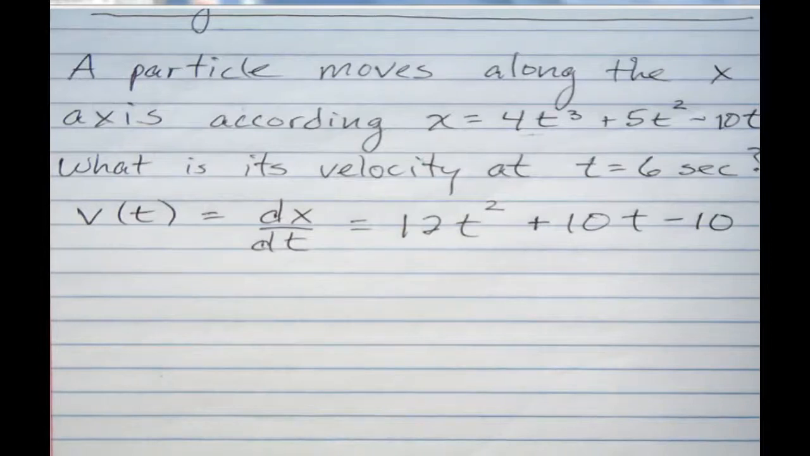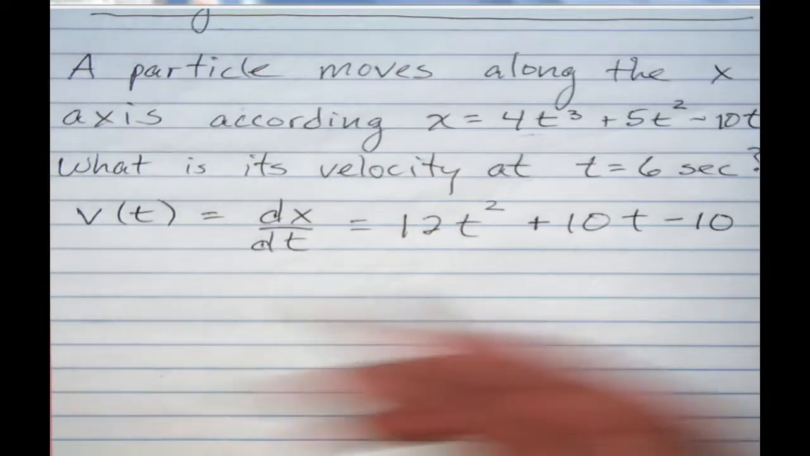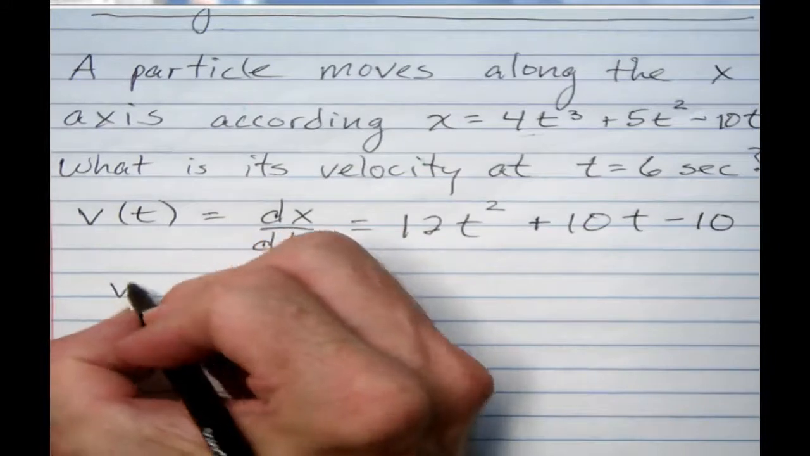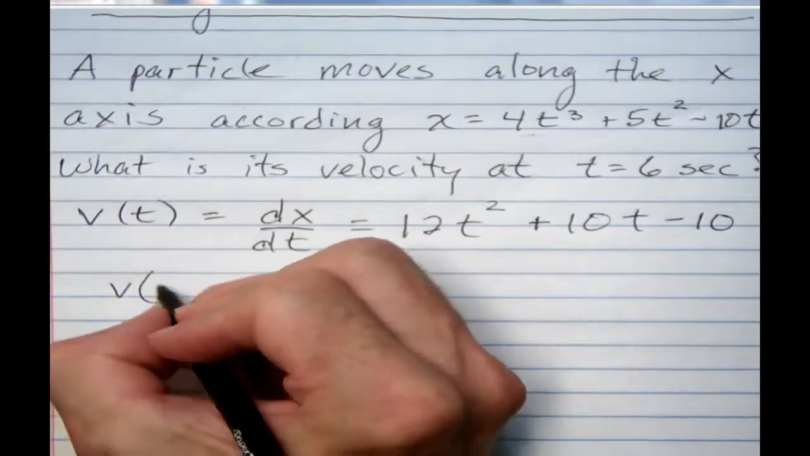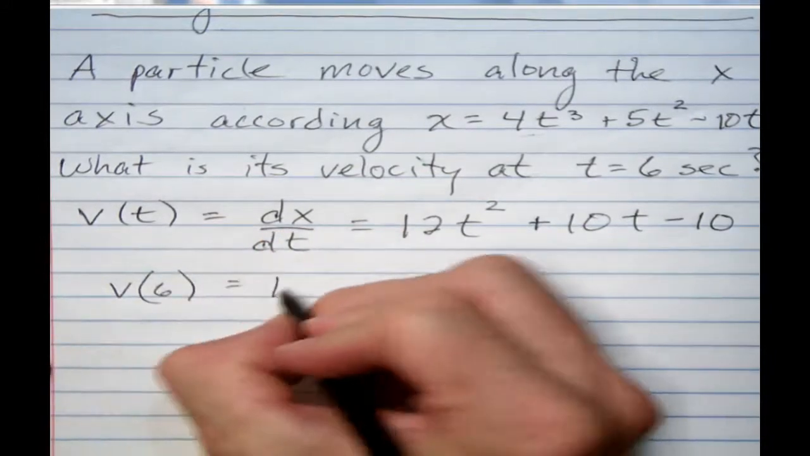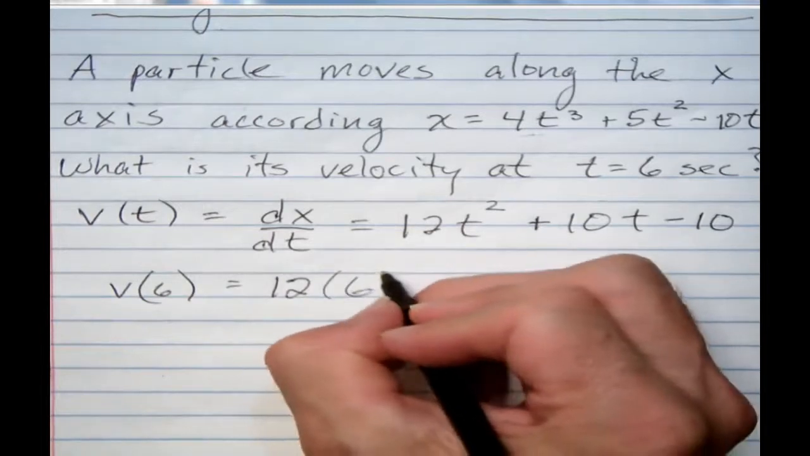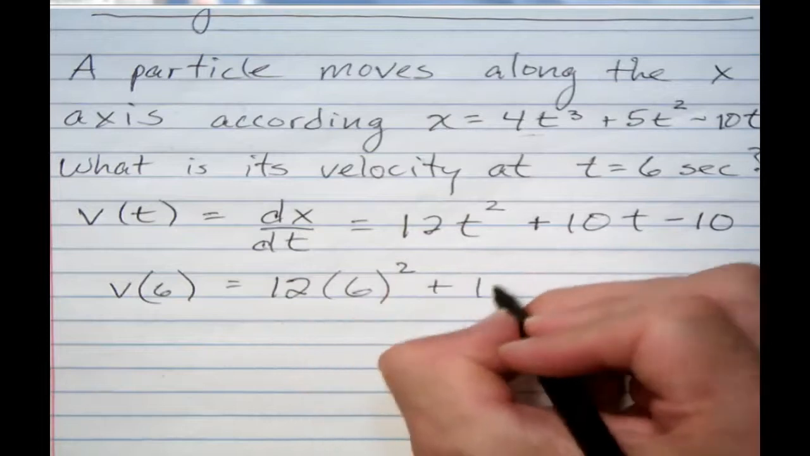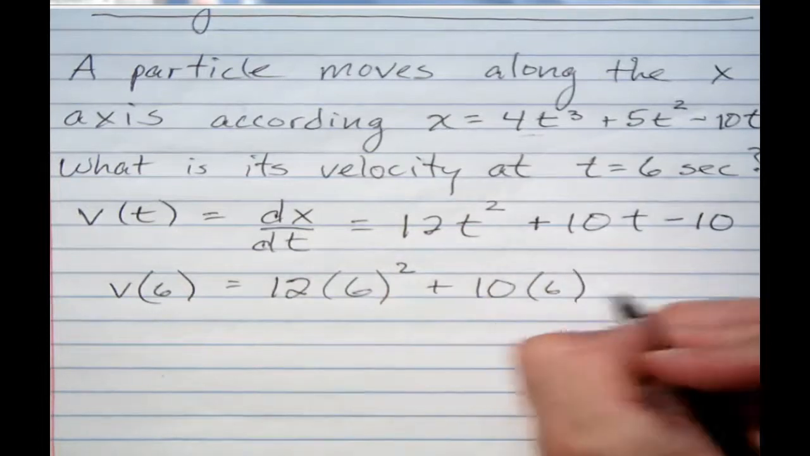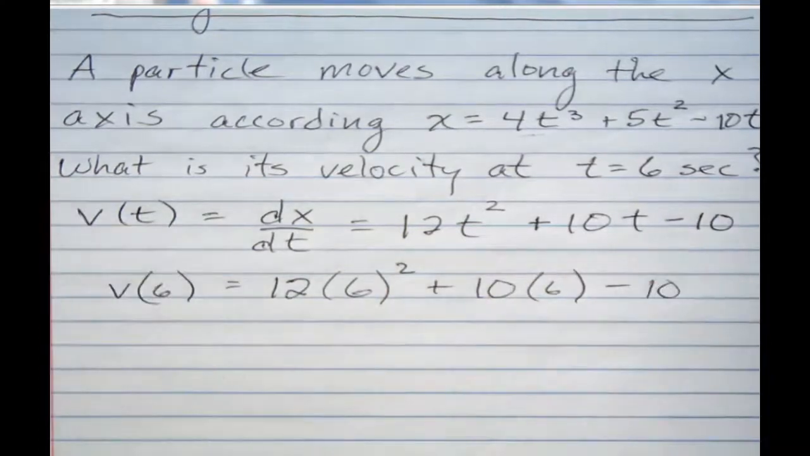So what do we do with that? Well, it means if you give me the time now, I can plug it into that function, and we're going to give you the velocity. So we're going to plug in to find the velocity at 6 seconds. And I'll write it explicitly out here. This is 12 times 6 squared plus 10 times 6 minus 10.